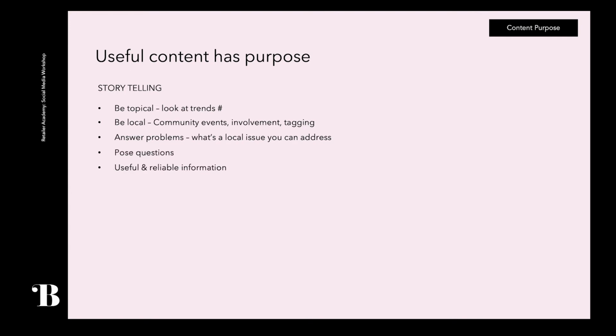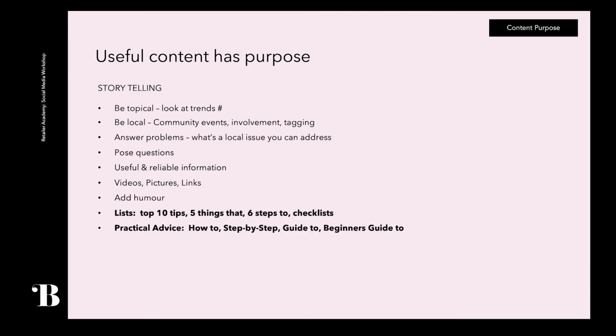So you can start asking questions, looking at different information and data and statistics. Also mixing up your content so that there's a mix between some videos, some pictures, and some links to other useful information. Making sure you add a little humor. There is no profile that can't have humor in it. Even the most serious of businesses can have humor.